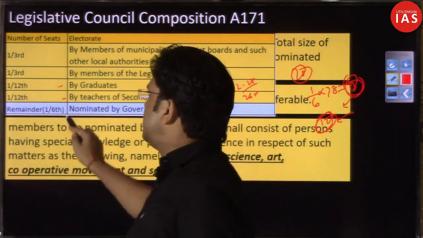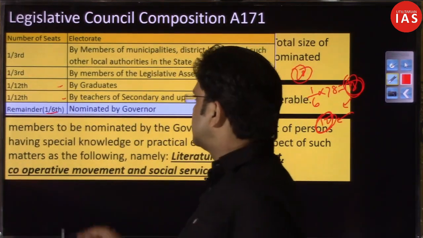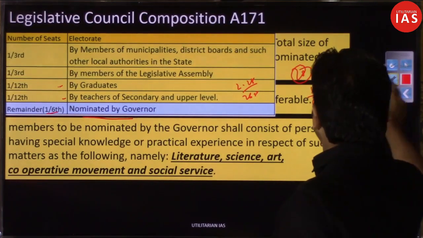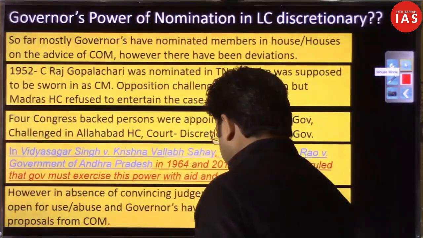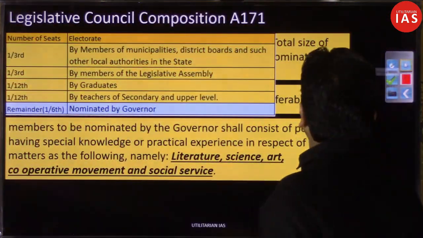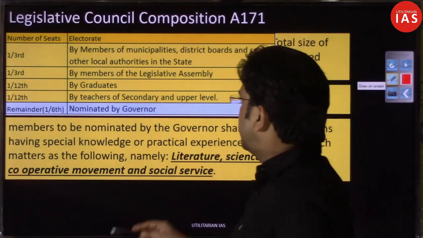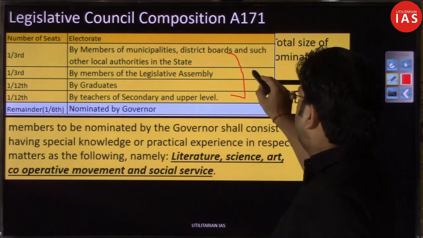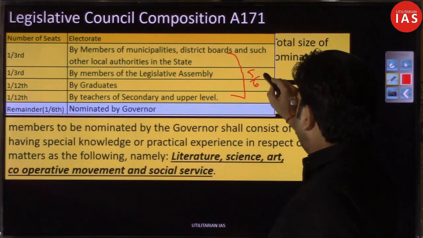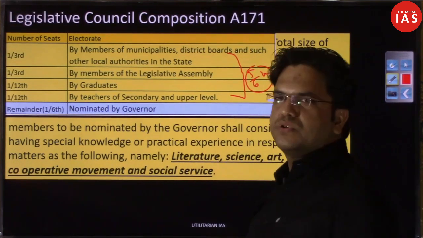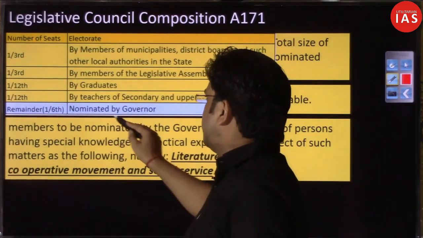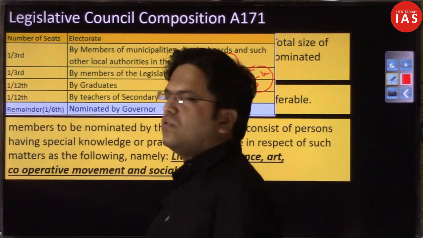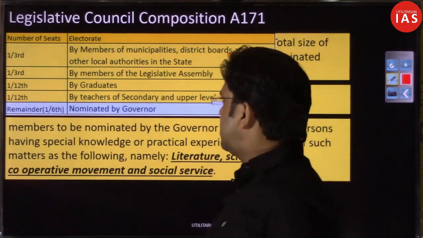So the word used in the Constitution is not 1/6 but remainder. I hope you have understood why I used that word, that some members will come through limited election and some members through nomination. So these people are coming by election, 5/6 of the members through the process of election, and 1/6 are coming by nomination. Again, when I say 1/6, I am being cautious of the fact that in the Constitution the word used is remainder.